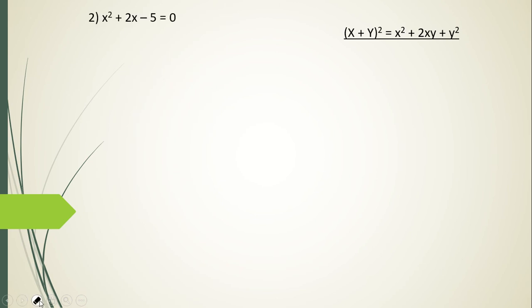Now the next sum. Here also the method remains the same. x² + 2x, the first two terms of the question, just equate with the first two terms. Here x² + 2xy.